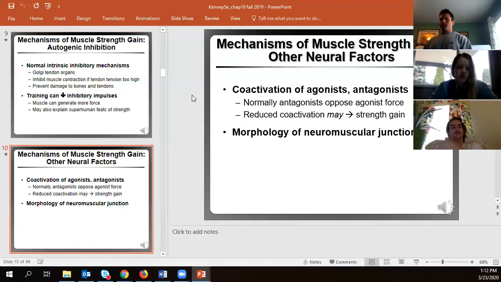Now, the other thing we're going to do is a better job of shutting down the antagonist muscles. So the ones that are working against your agonist, the one doing the lifting, we're going to be able to shut them down, which in turn is going to allow us to have a better performance of contraction. And when it says morphology of the neuromuscular junction, that's literally where that little axon terminal comes to. It's going to do a better job of proliferating and releasing the vesicles of acetylcholine and having more receptors on the other side, which is going to allow the depolarization to happen more rapidly.